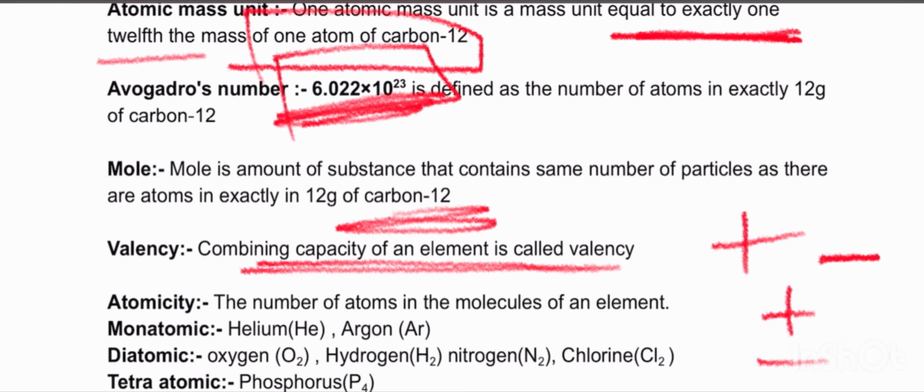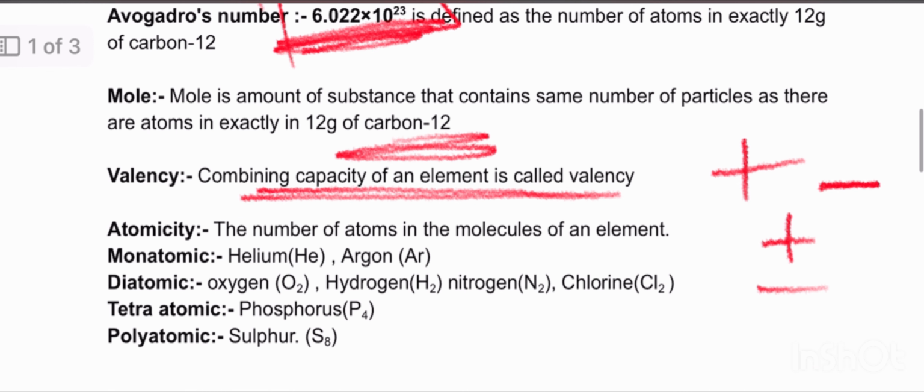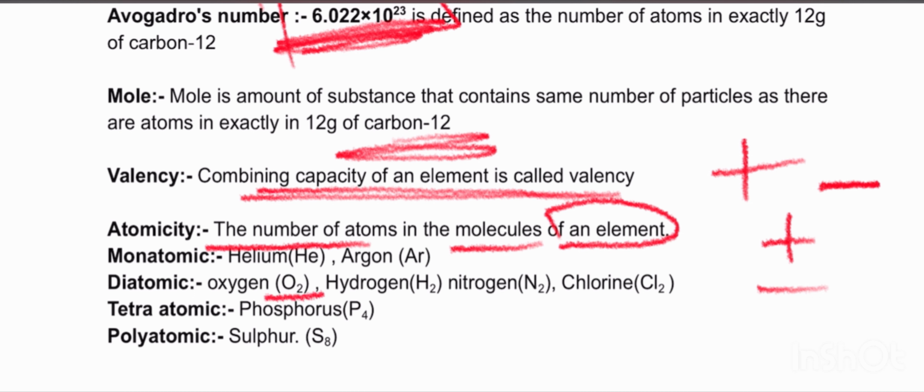So now let's come back to the chapter. What is atomicity? Atomicity is nothing but the number of atoms in a molecule of an element. In a molecule, how many atoms are there? That is called atomicity. For example, oxygen has two atoms, that is called diatomic. Helium has one atom in a molecule.